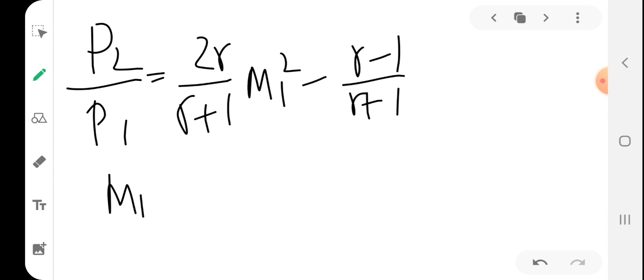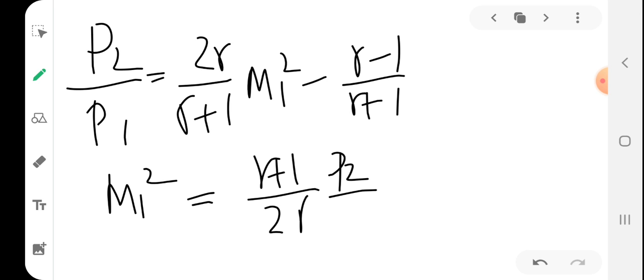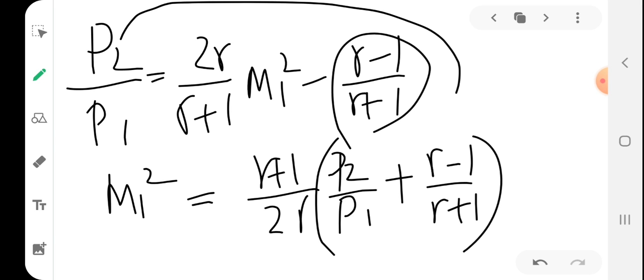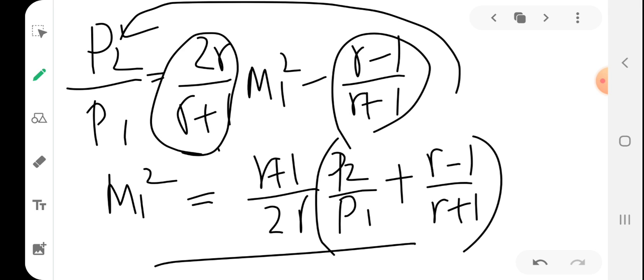So from this equation you can write M1 square as gamma plus 1 by 2 gamma of P2 by P1 plus gamma minus 1 by gamma plus 1, right? I have moved this term to the left hand side and multiplied, and moved this term to the left hand side. So this equation for M1 square is obtained like this.